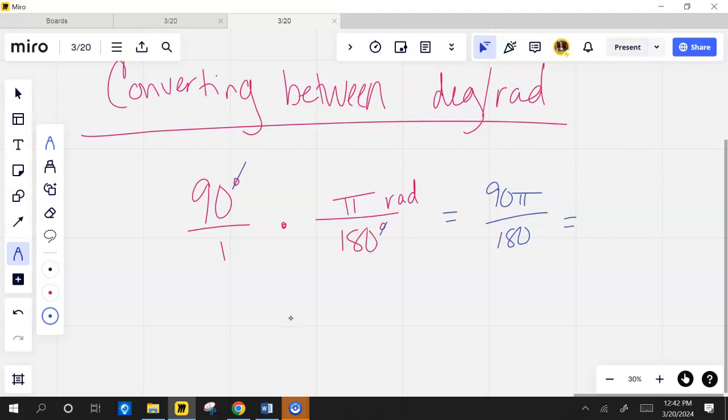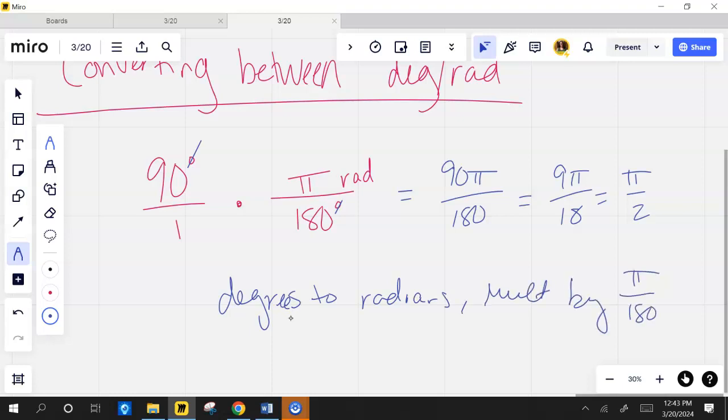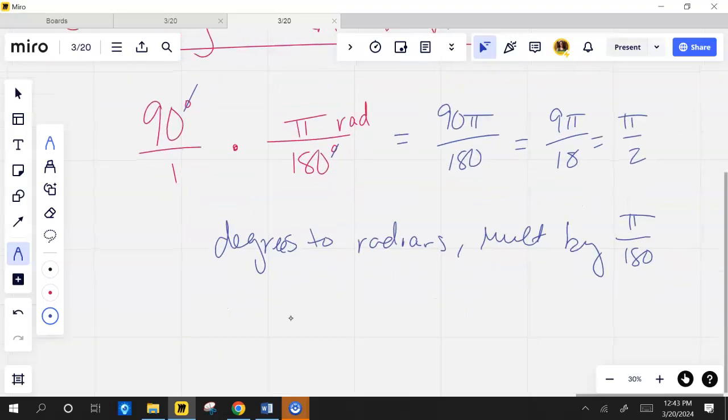Okay, so I could go ahead and divide by 10, of course, which would give me pi over 2, which is the correct conversion. So, in a nutshell, to go from degrees to radians, multiply by pi over 180. How do you think I go the other way? What if I start in radians? Yes. The other way, from radians to degrees, okay.